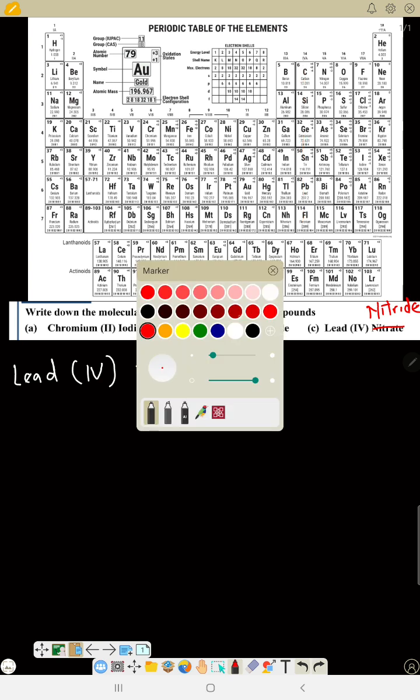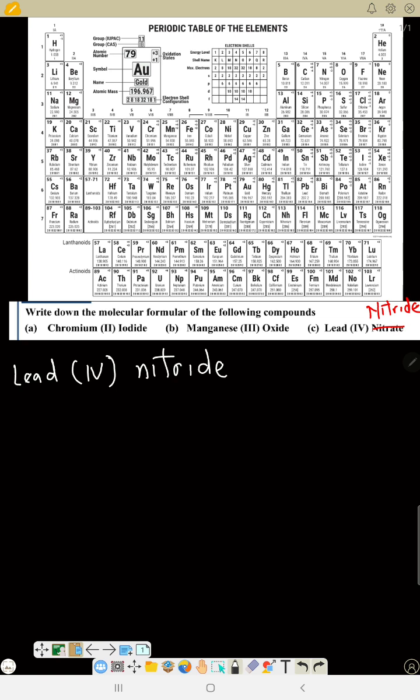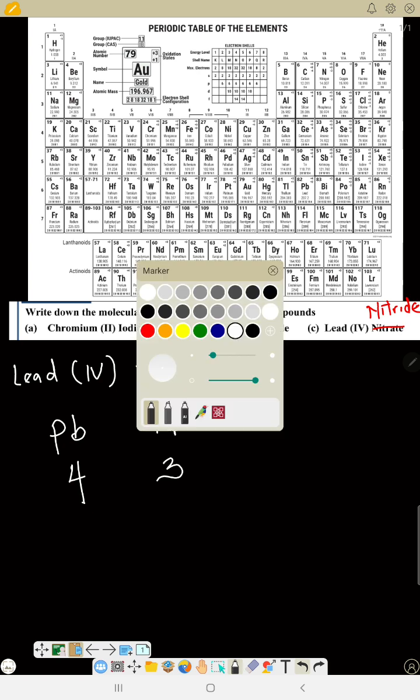So now, lead 4. Because it's mentioned here, and remember I said if lead is not mentioned, take it as +2. But if it is mentioned, then use what you have there. So lead 4 nitride. So lead is Pb. Nitride is nitrogen. Remember it ends with IDE. That means it's a non-metal. So lead 4, the valency will be 4. Nitride, that will be nitrogen 3.